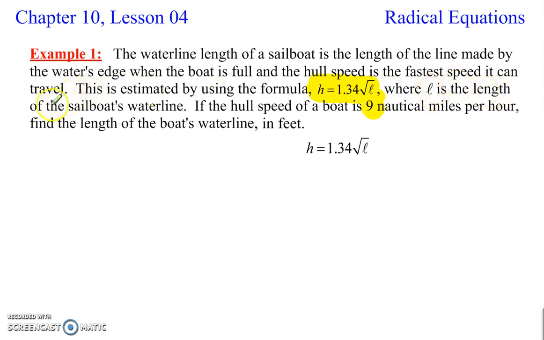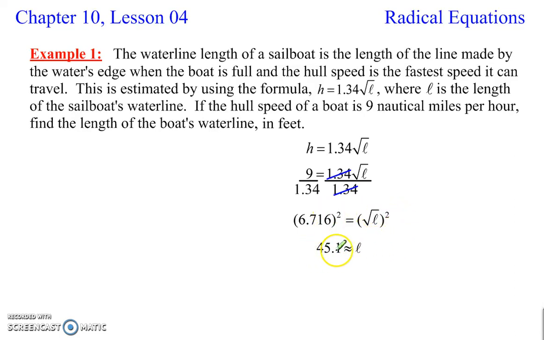We know that L is the length of the sailboat's waterline, so we are looking for L. We know that 9 is going to be H. So we'll plug in the 9 here, and then we have to get L by itself. That means divide both sides by 134. Okay, then we get 6.716. Now to undo a radical, to undo a square root, I have to square it. A square cancels out the square root. So then I'm left with 45.1 is the approximate length of the sailboat's waterline.